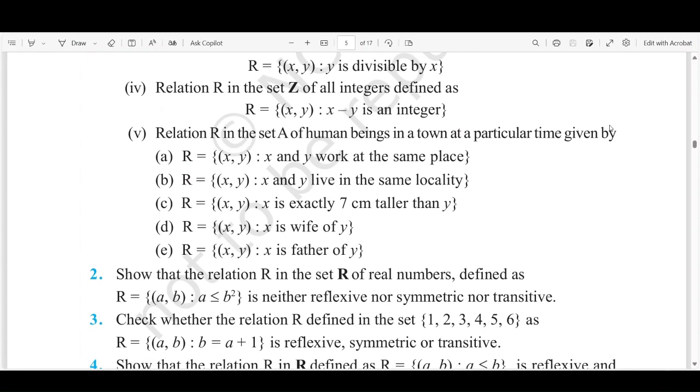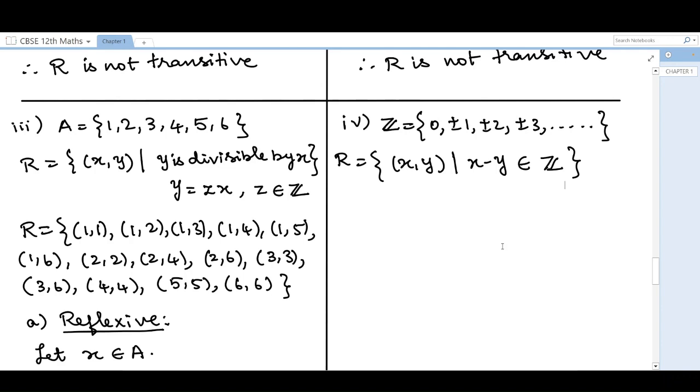Fourth one, relation R in the set Z of all integers defined as R equal to the set of all ordered pairs (X, Y) such that X minus Y is an integer. So now we have to verify whether the relation satisfies the properties. It is not possible to write all the ordered pairs which satisfy this condition since Z is an infinite set. So let us prove this in the general way.